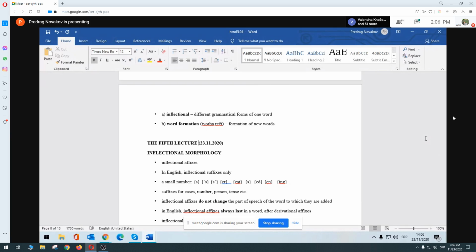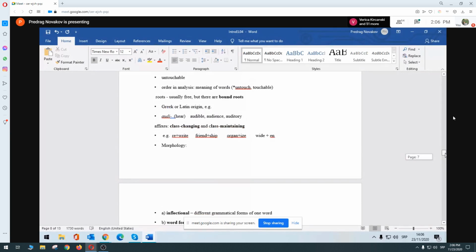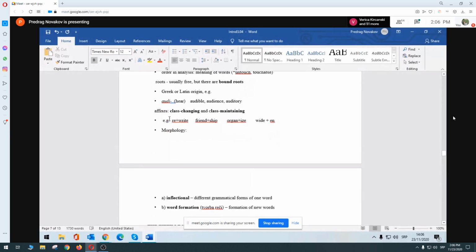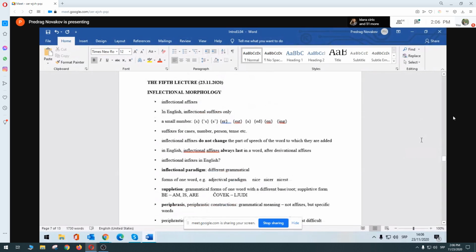You remember the morphemes? Maybe I can open this one. You probably remember this one, like re or ship. They have a function to form a noun or to form a verb from this one. So that's how you know that something is a morpheme: it should have its own meaning. Phonemes do not have meaning.